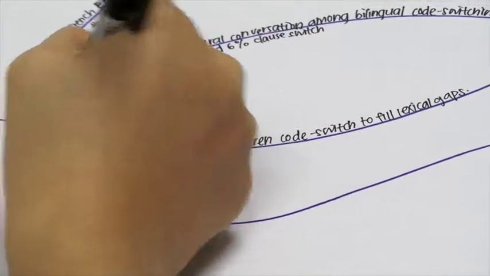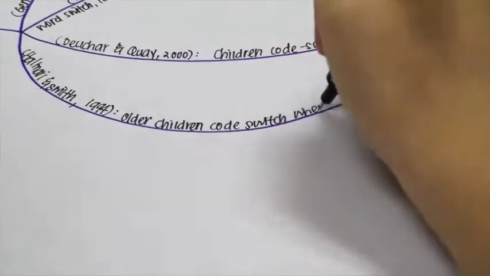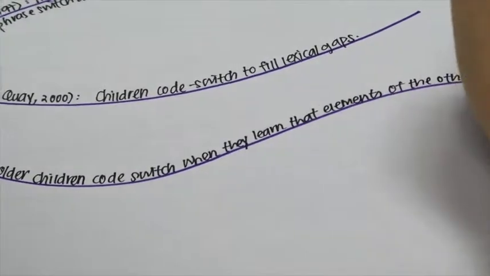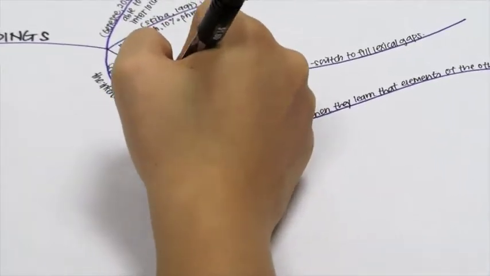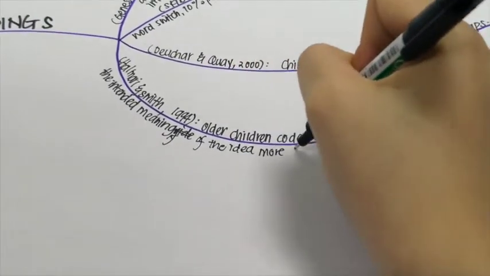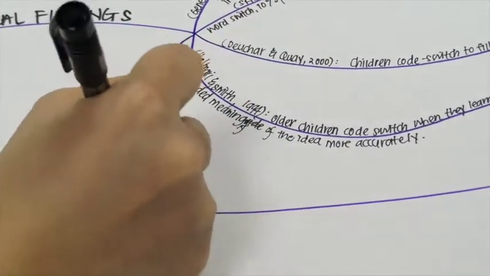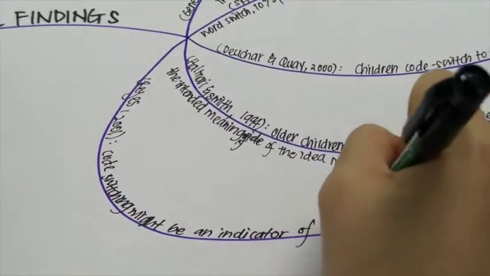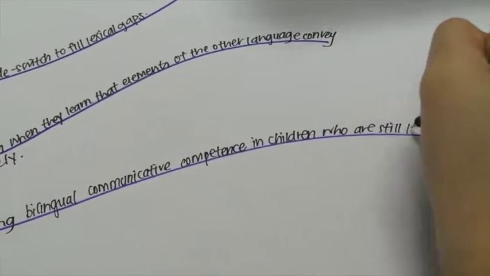Other research findings have also indicated that older children code switch when they learn that elements of the other language convey the meaning of the intended message more accurately. This finding by Halmari and Smith may provide substantiation for a study conducted by Reyes, who found that code switching may be an indication of the development of a bilingual communicative competence in children who are currently learning a second language.